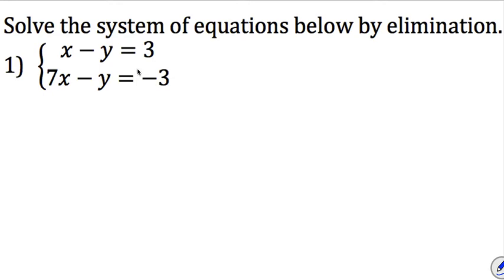Take your pick. I am going to multiply this top equation by negative 1. No real reason why I chose that. It's just the one that I picked, okay? So you take your pick too. Distribute it through. Everything has to get multiplied by -1. Not just the y that we're going to cancel, but everything.